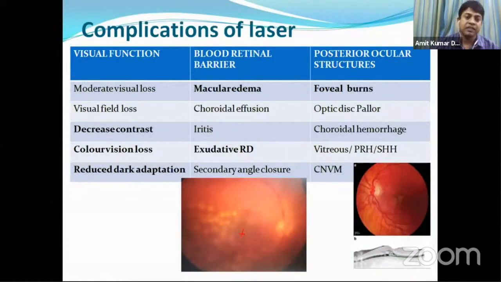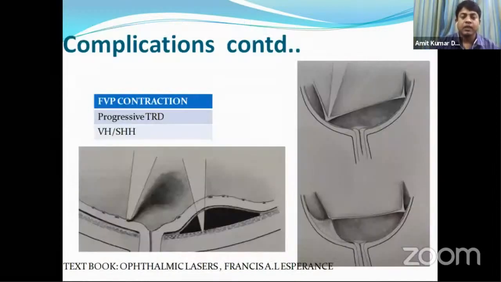So, complications of lasers: most of the patients in the long term will have decreased contrast, color vision loss or decreased dark adaptation. Acutely, the patients might have macular edema or exudative RD, especially if you give an excessive number of spots in a single sitting or you give heavy burns or grade 4 burns. This macular edema and exudative RD can be seen in patients with fluid retention or nephropathy, as I mentioned earlier. Another complication can be inadvertent foveal burns. Another complication is fibrovascular proliferation contraction.